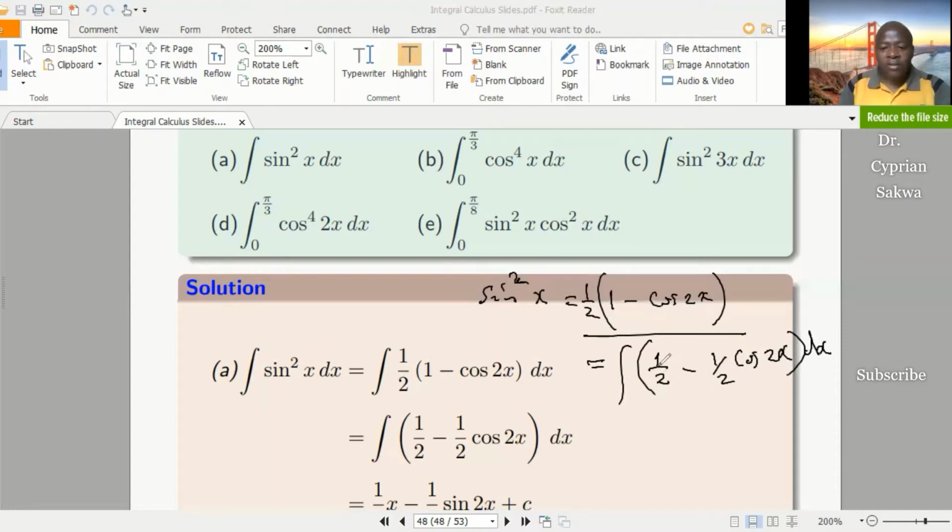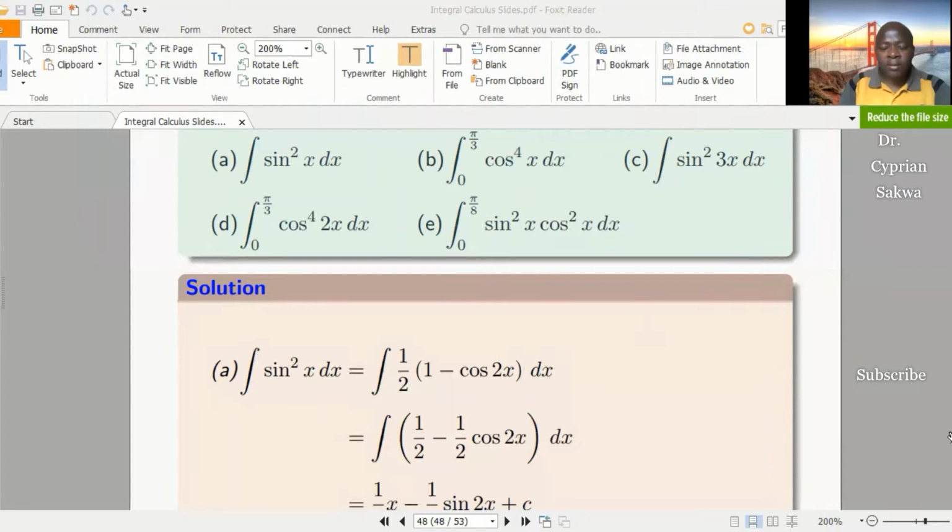Then just integrate. The integral of a half dx is a half x. And this half is a constant, times the integral of cos 2x, which is sine 2x divided by 2. Then plus the constant of integration. So when I write the final answer, what I have is a half x minus 1 over 4 sine 2x plus c. So that becomes my final answer to that.